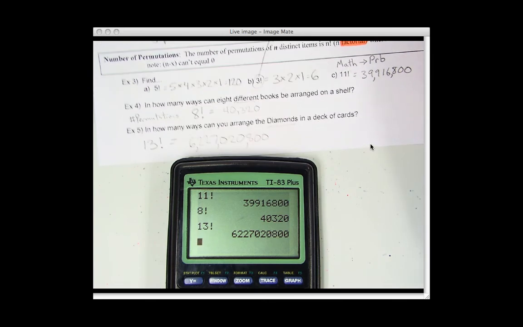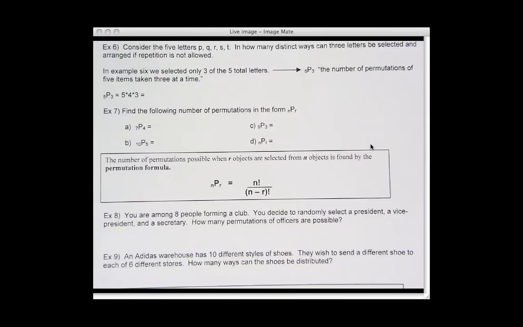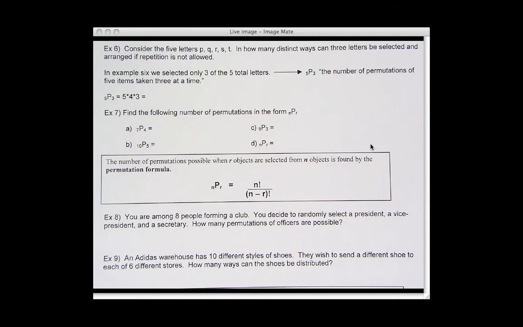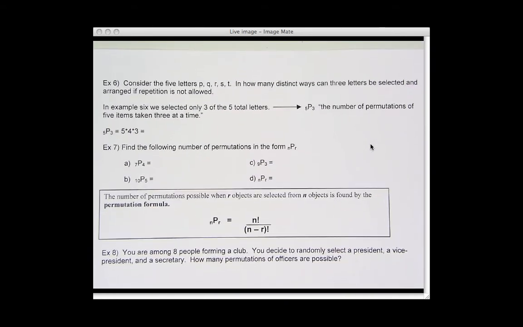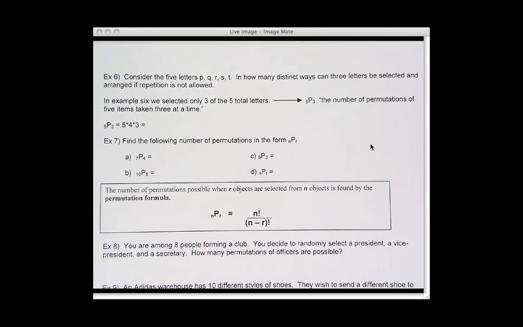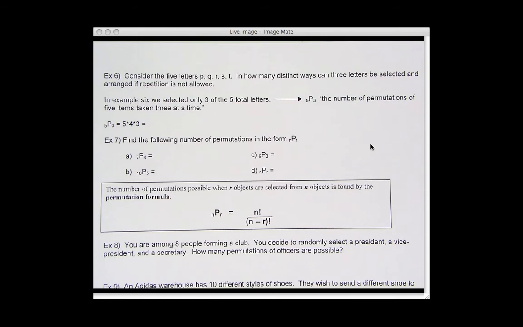Okay, now our examples so far have been dealing with when you're using all the items for a specific situation. Like the last one was all the diamonds in a deck of cards. Our next example now is we're going to be selecting only a few items out of a larger set.